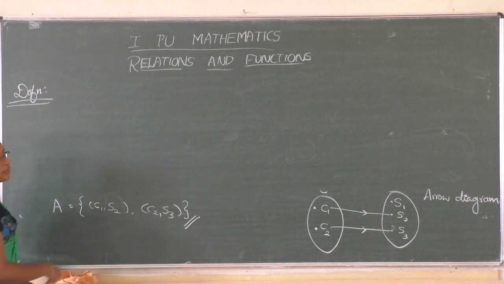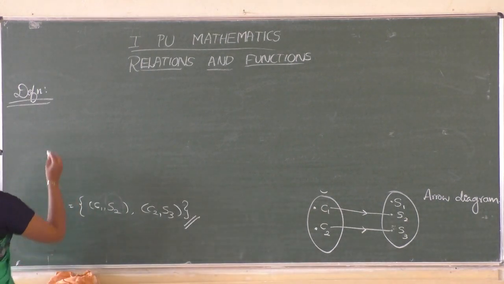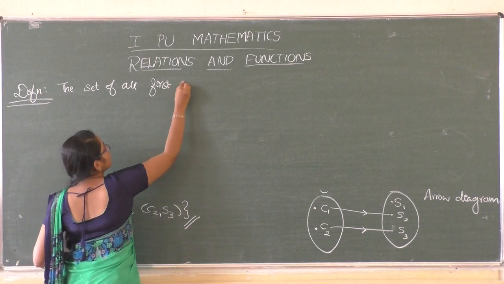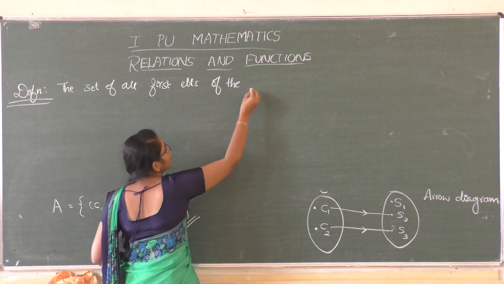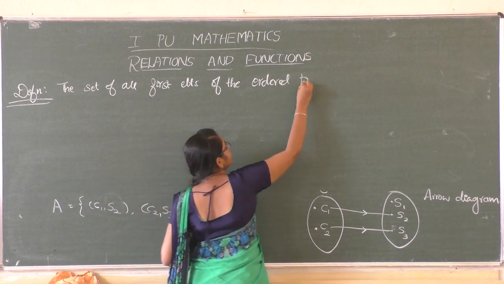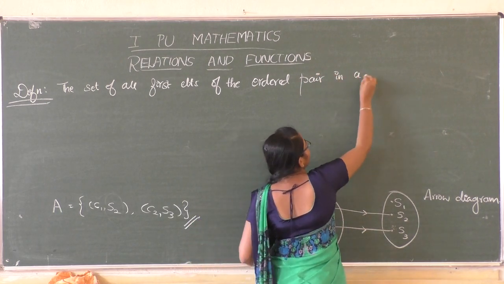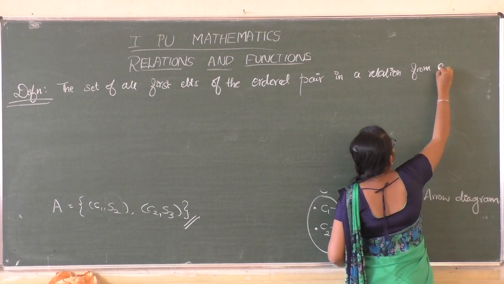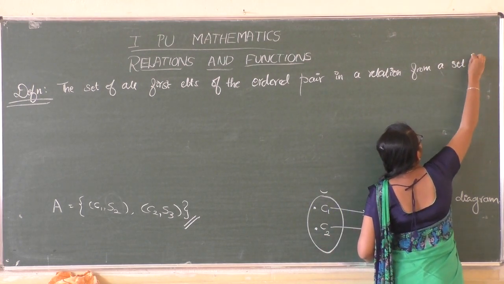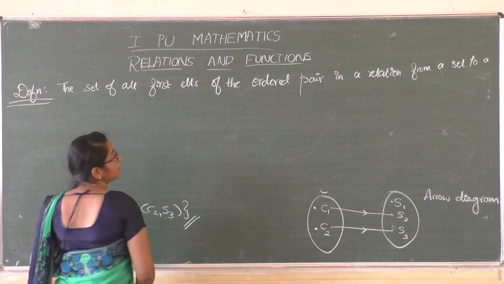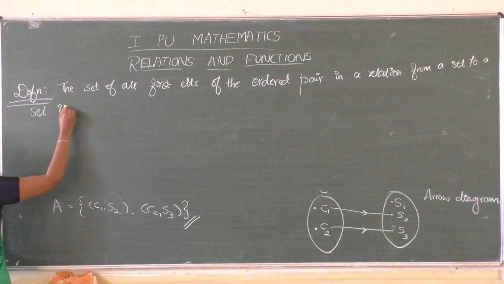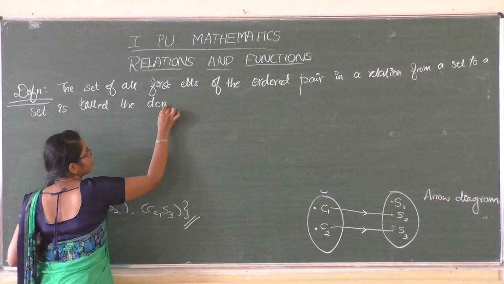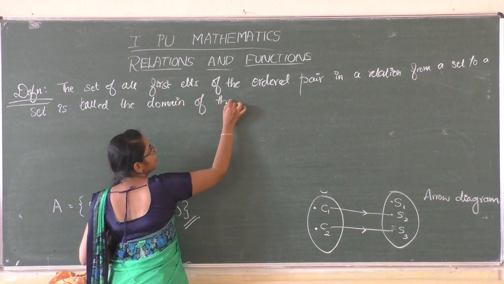Okay. Now, coming to next definition, the set of all first elements of the ordered pairs in a relation from a non-empty set to a non-empty set is called the domain of the relation.